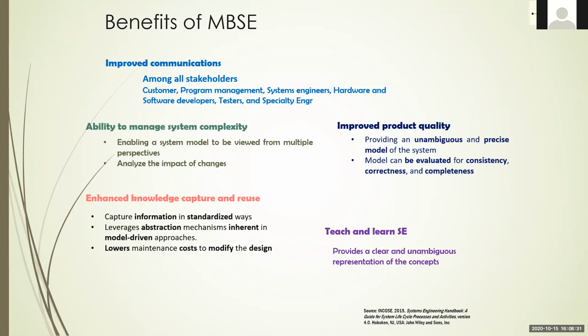And now on improved product quality, because we are using models that have a well-defined syntax and semantics, we are getting rid of the ambiguity, okay? So we have a more precise model, okay? And also, thanks to the semantics and syntax that is well-defined, if we are using a tool, we can use the tool to enforce it. And then we can find errors in the models that do not comply with the syntax and semantics. Okay, so that's very powerful.